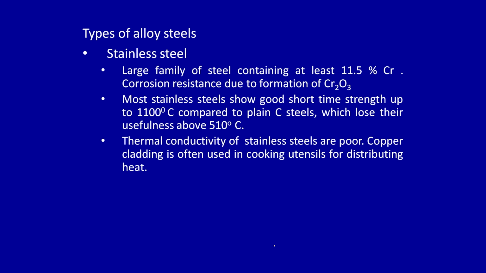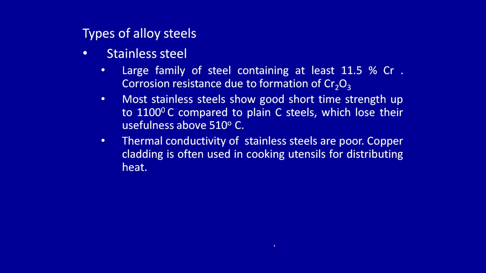Most stainless steels show good short time strength up to 1100 C compared to plain carbon steel, but they lose strength above 500 degrees Celsius. Thermal conductivity of stainless steels is not good. That is why many times copper cladding is used in cooking stainless steel. You see at the bottom of the pot there is copper, because thermal conductivity of stainless steel is poor. So copper is used to transfer the heat from the flame to the food.